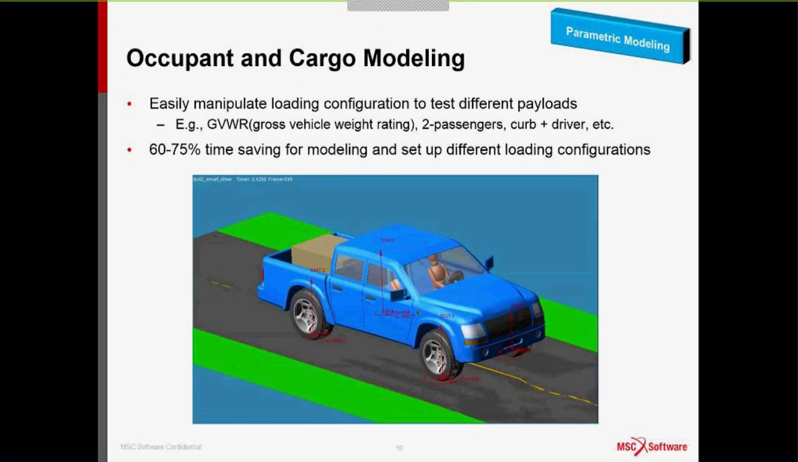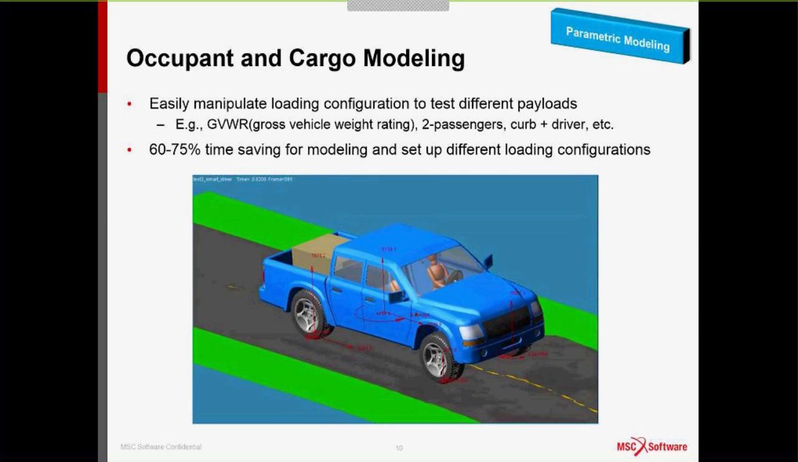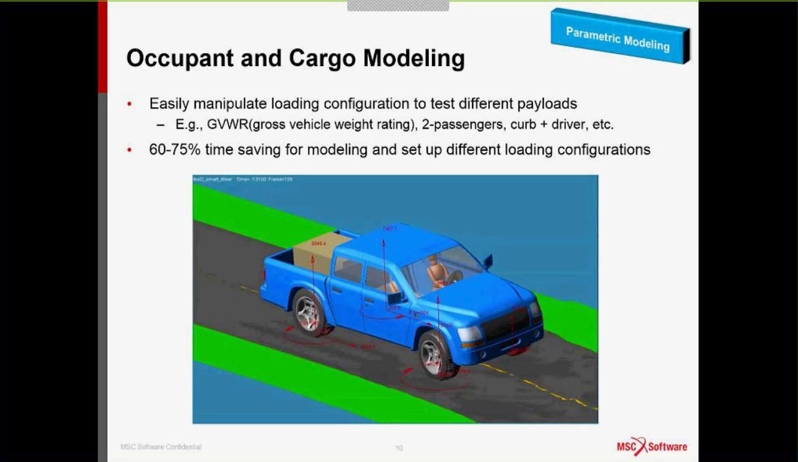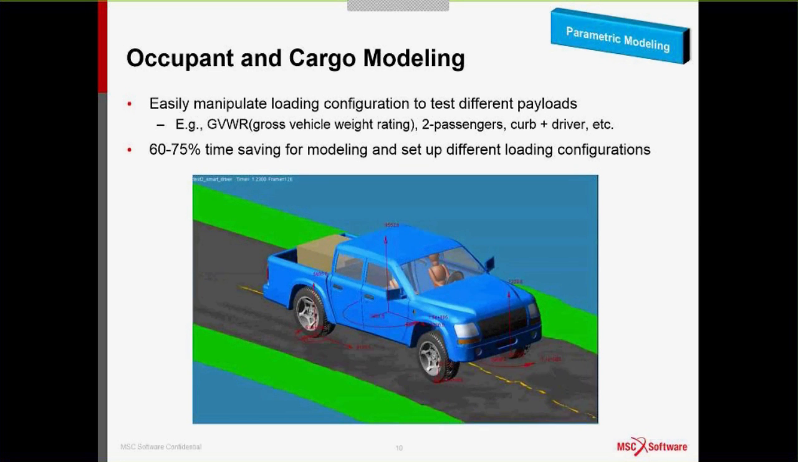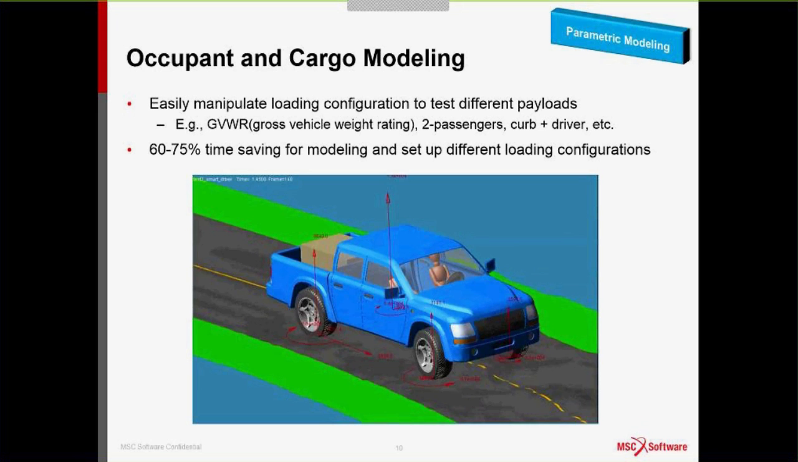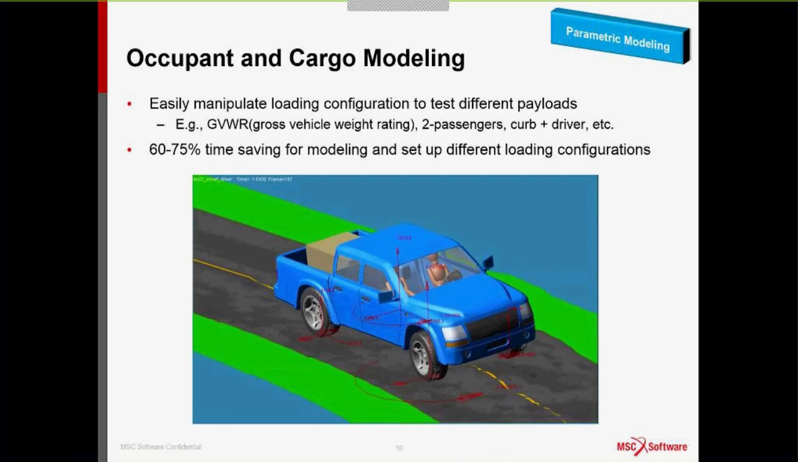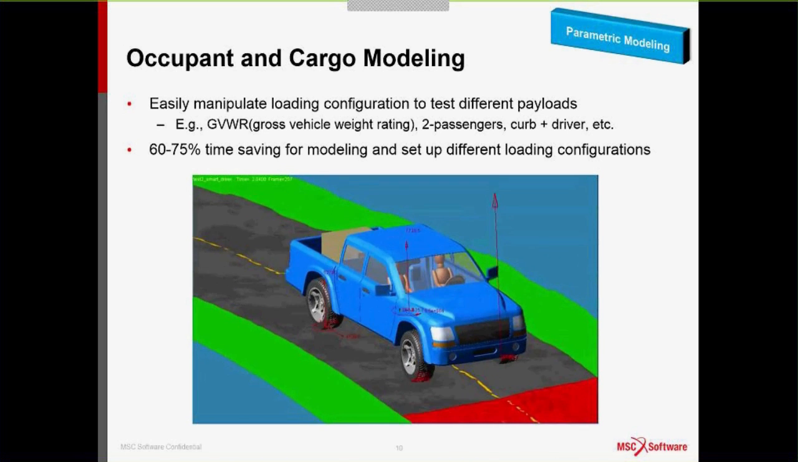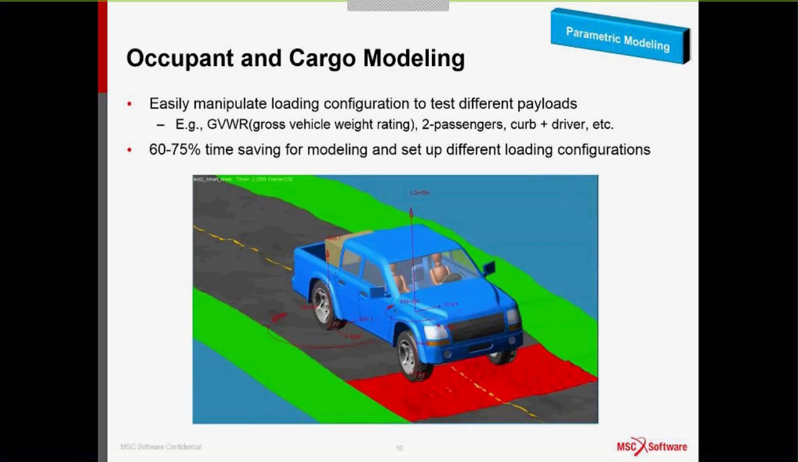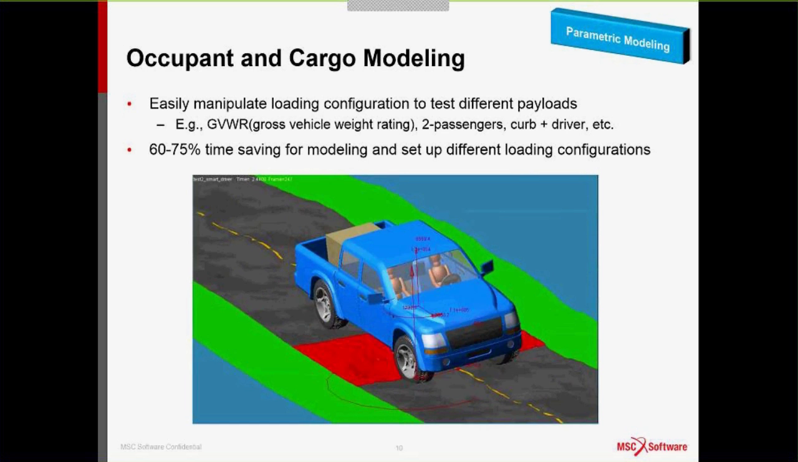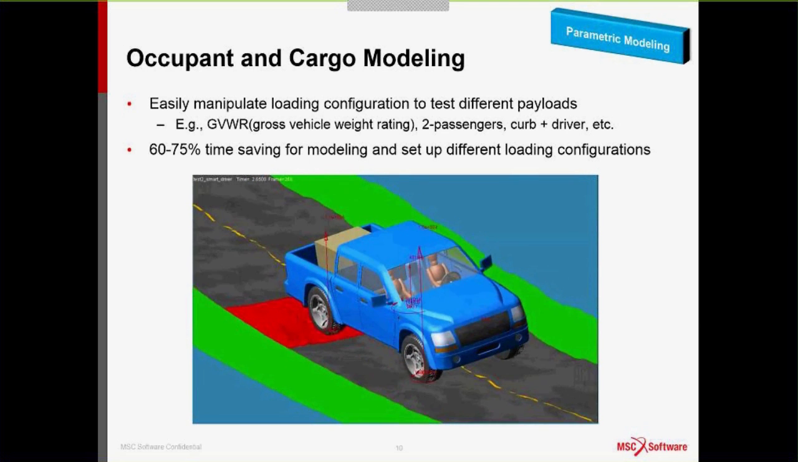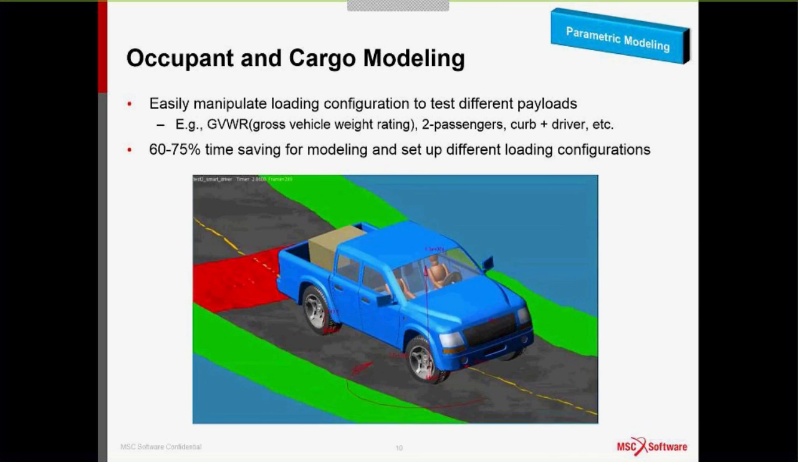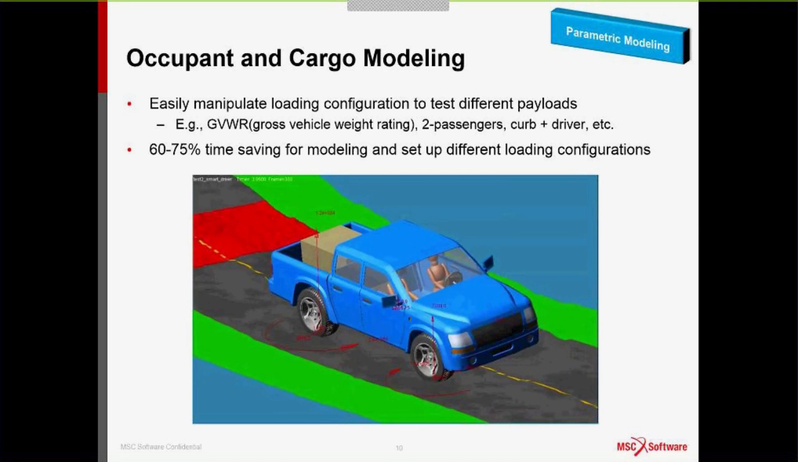So occupant and cargo modeling. We've released some different ways really of playing around with passengers, driver passenger locations, cargo locations. So really, again, it's an ease of use feature. So we make it simple to try out lots of different occupant positions and make it very easy to move these masses around in the vehicle and see what effect they have on the vehicle performance.